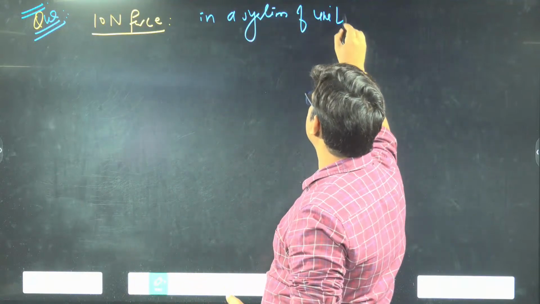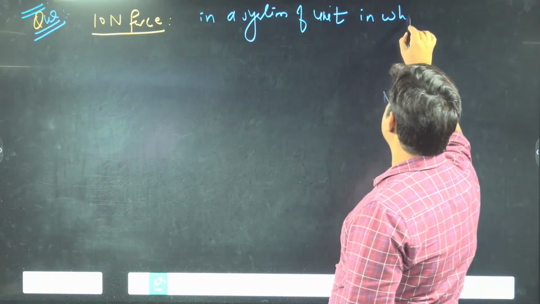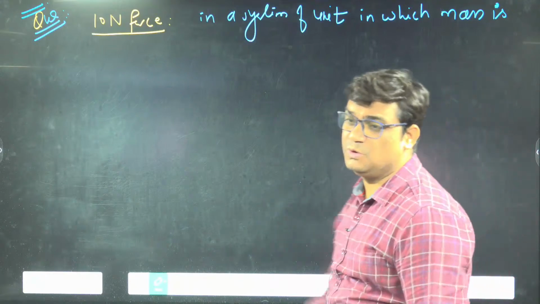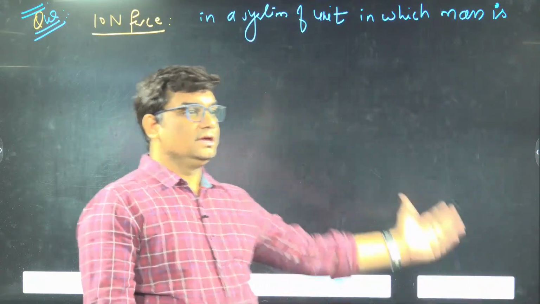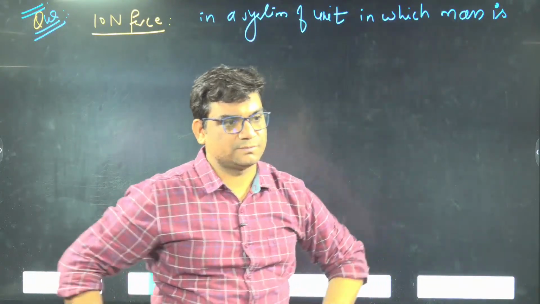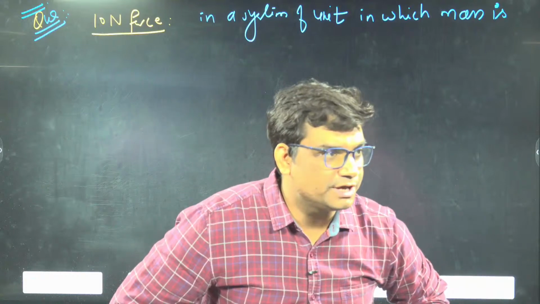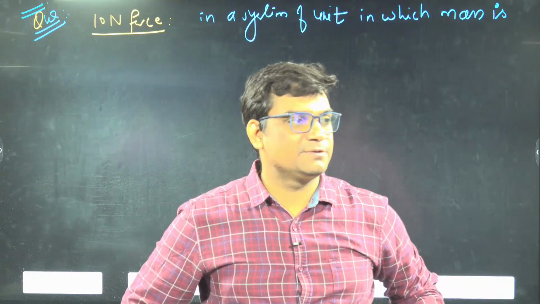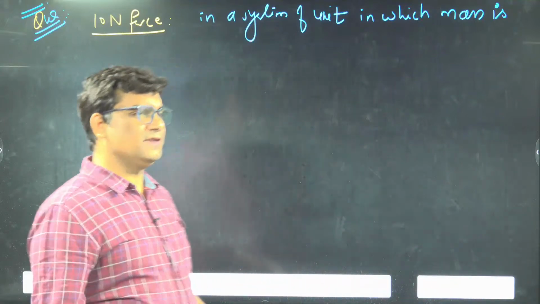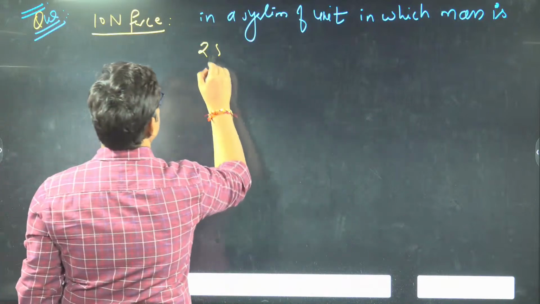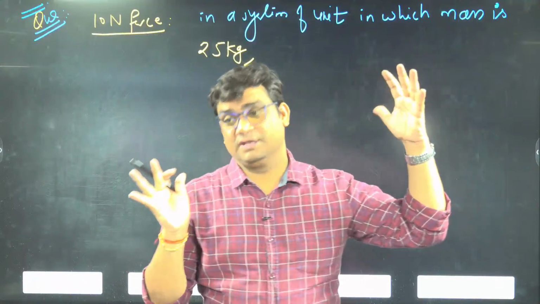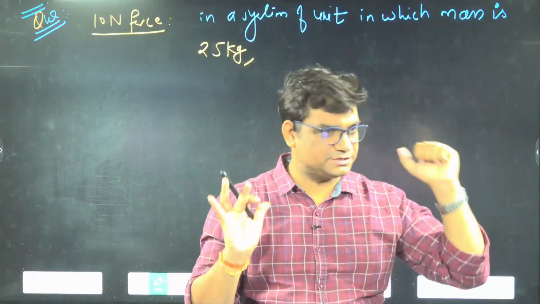In a system of unit in which mass is, how much do you want to take? Can I take one chinna basta? 20 kg? 25 kg? 25 kg, okay. Where mass is 25 kg. 25 kg means mass we are taking as one. If you take one chinna basta, it is around 25 kg.